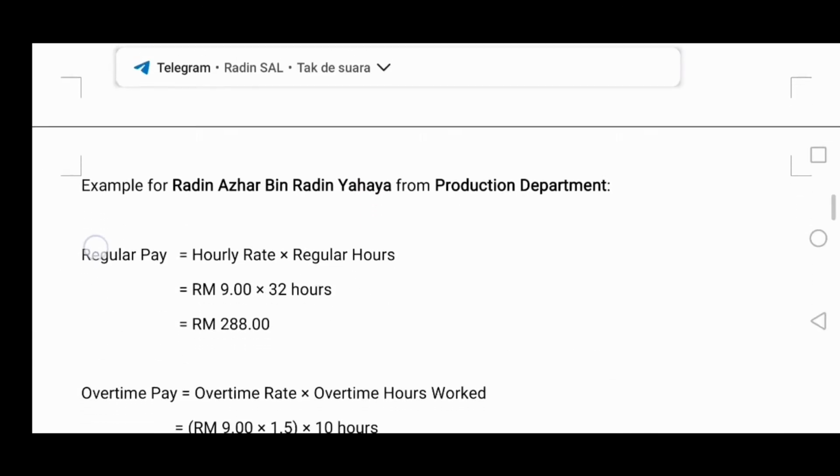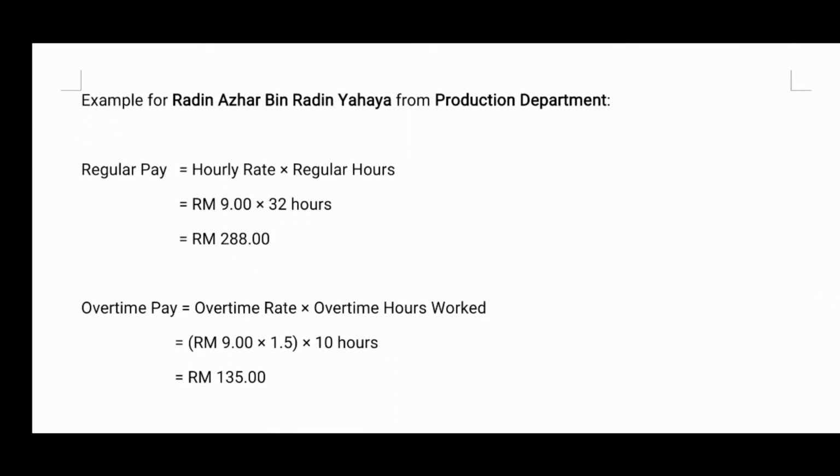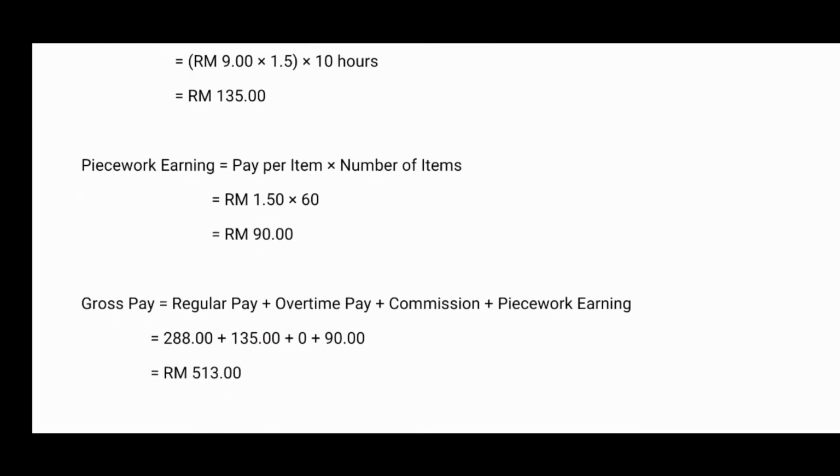So next example is for production department. Regular pay just the same, overtime pay also the same, but the difference is piecework earning is pay per item times number of items. We give 1 ringgit and 50 cent for pay per item. Then we times 60, we get 90 ringgit. So the gross pay is the same, we just add all of it, but here he doesn't have commission. So we just add regular pay, overtime pay, and lastly plus piecework earning. We get 513 ringgit.